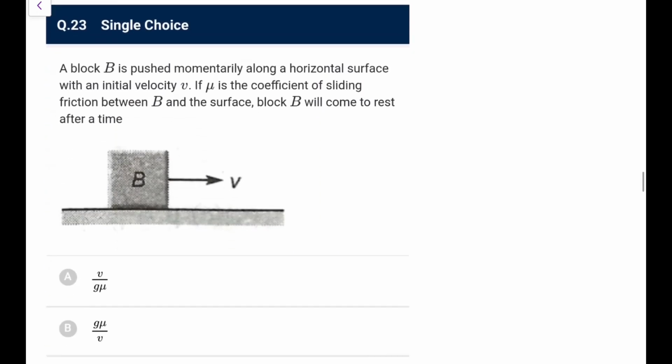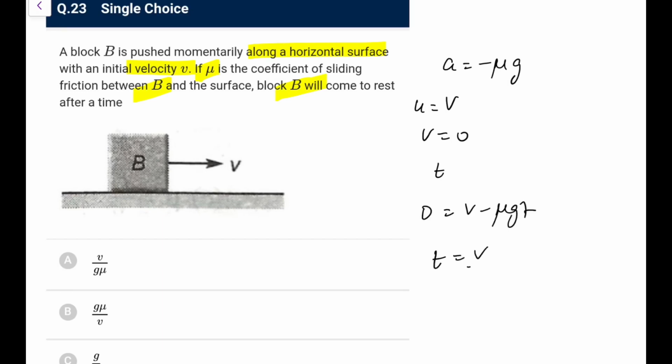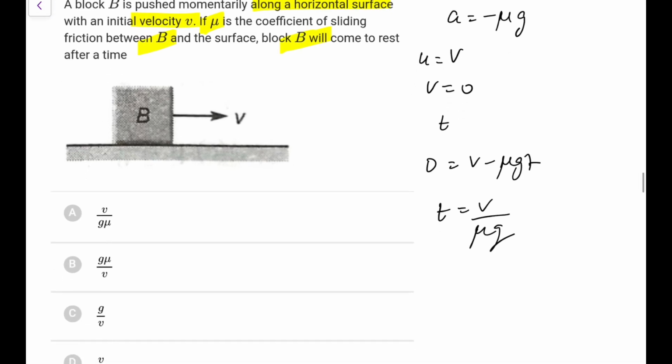Next one. A block is pushed momentarily along a horizontal surface with an initial velocity v. If mu is the coefficient of sliding friction between B and the surface, the block B will come to rest after a time. So you can say acceleration directly would be minus mu g. Initial velocity is v, final will be 0. So you have to find the time. 0 is equal to v minus mu g into t. So t would be equal to v by mu g. This is perhaps the good one for you. Very easy one for you.